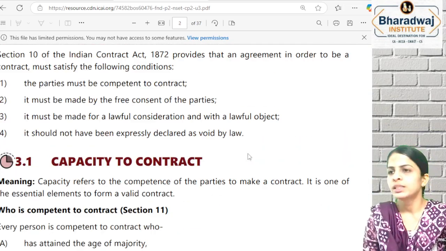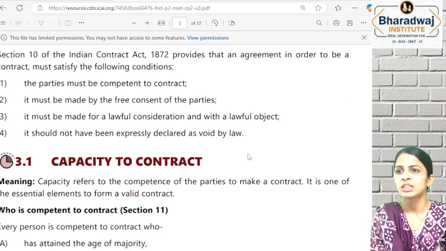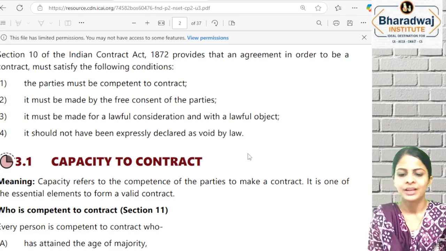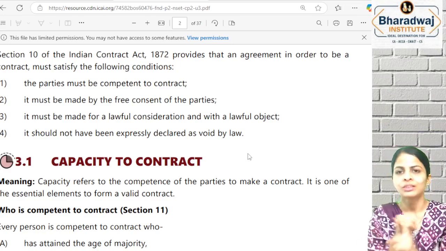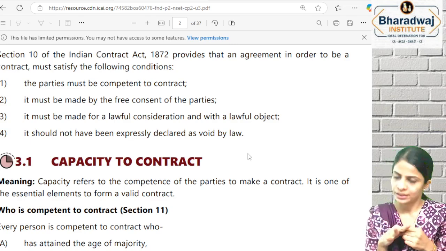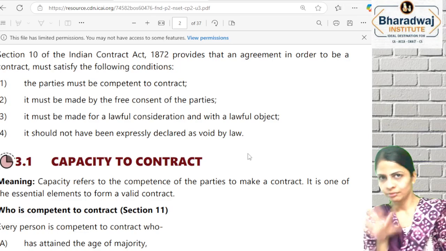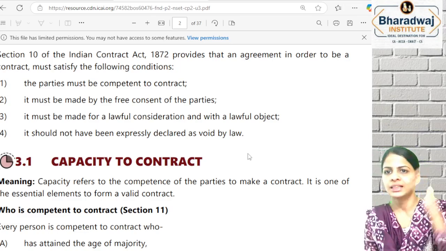Okay. Now in this unit, Unit 3, other essential elements, the first topic is capacity to contract. Who can enter into a valid contract? Where is it given? Section 11. Major, sound mind, not disqualified. Major, what is the age? 21 or 18? 18. One who has completed 18 and above. Clear?